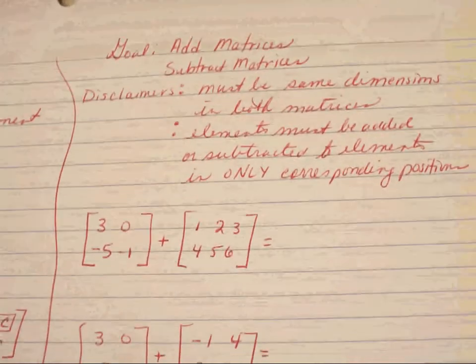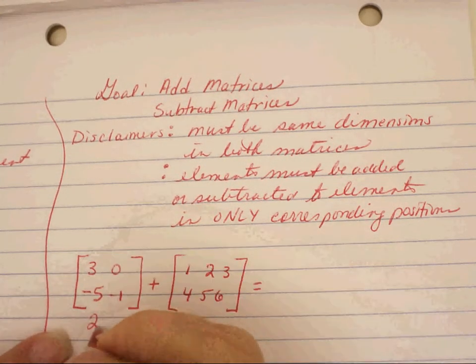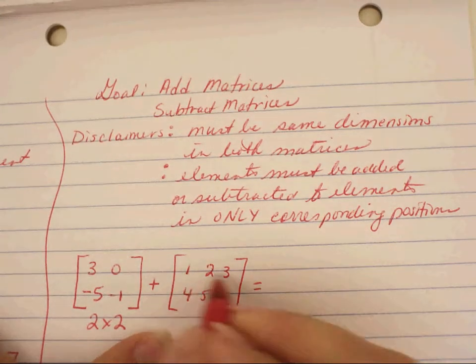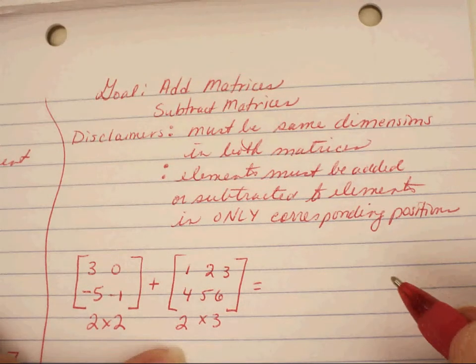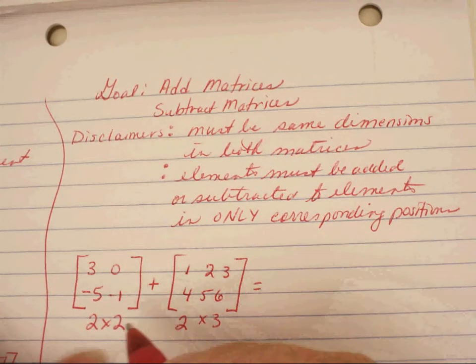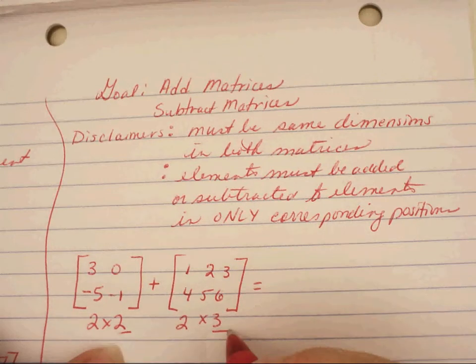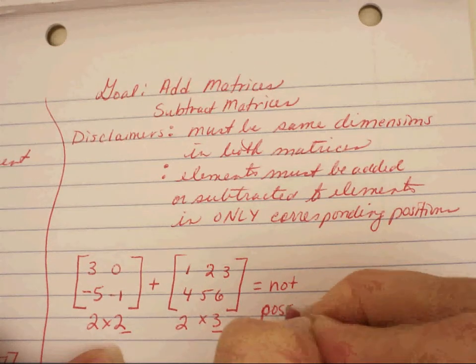For example, you see here a matrix that has 2 rows by 2 columns. In this matrix, it also has 2 rows by 3 columns. However, since the number of columns is not the same, these 2 matrices cannot be added.